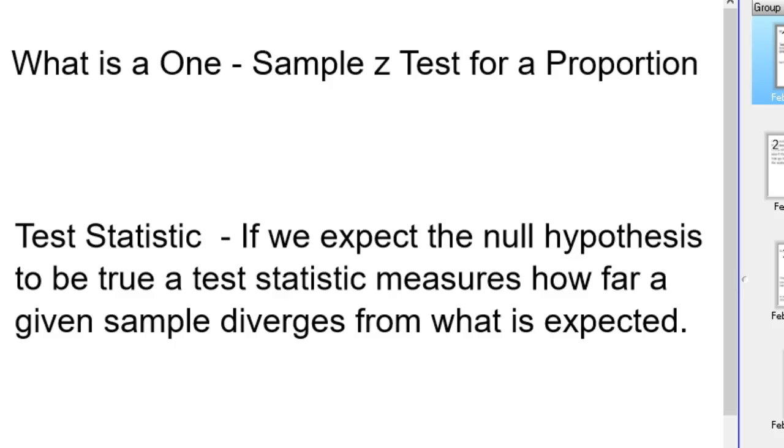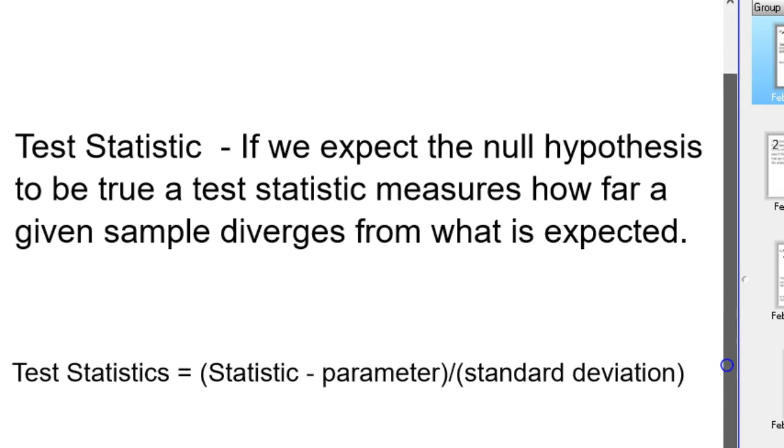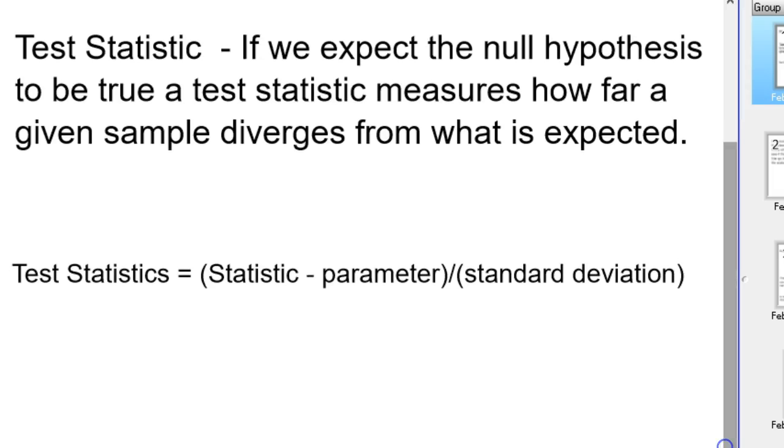In this video, I'm going to show you what a one sample z-test for a proportion is. So the first thing we need to talk about is a test statistic. If we run a test, we always expect the null hypothesis to be true, so we run the test assuming that it's true.